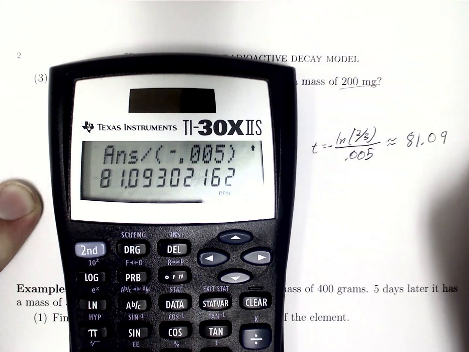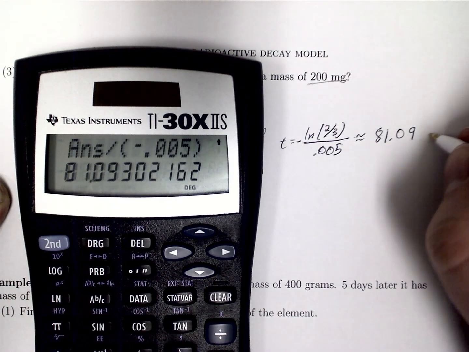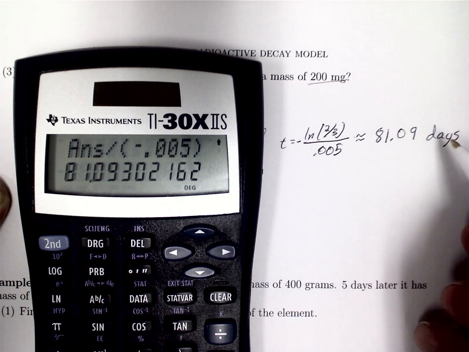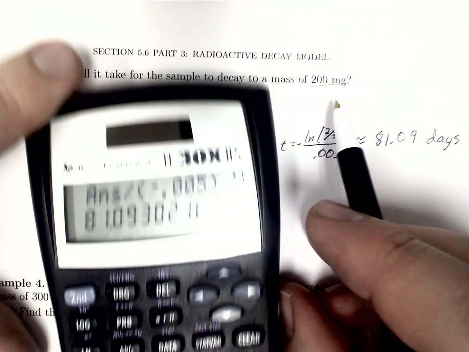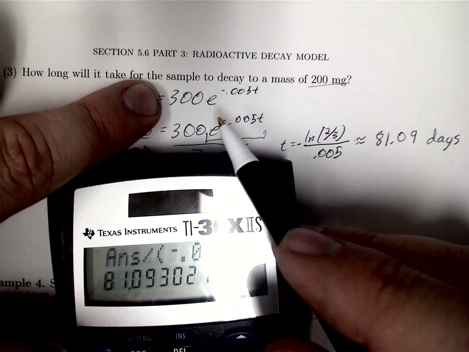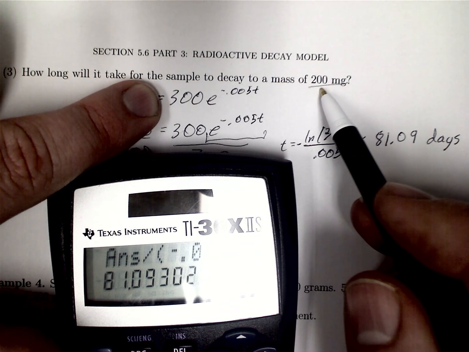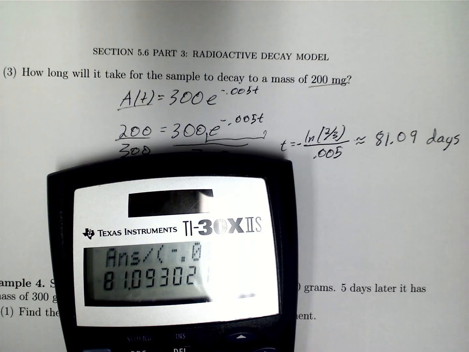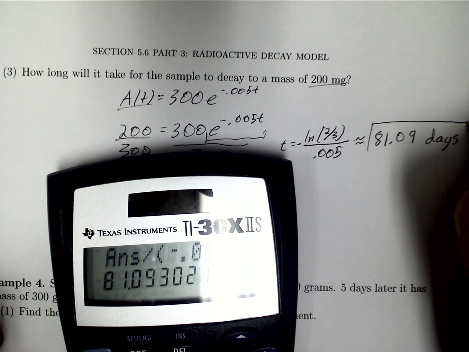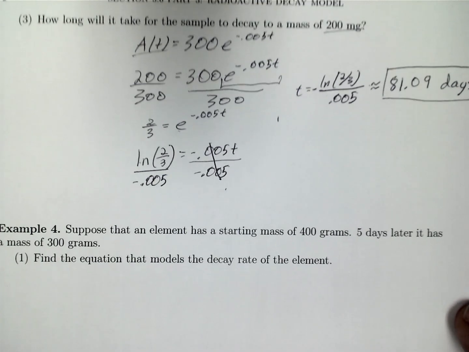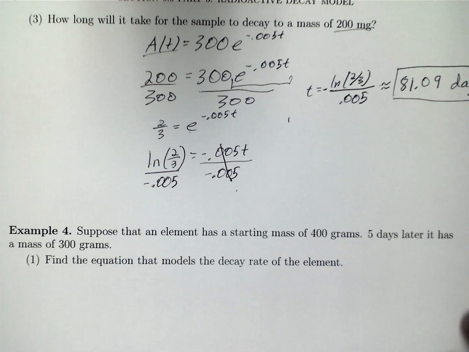And what are the units of time in this case? They are days. So it's going to take about 81.09 days for our initial amount of 300 milligrams of polonium-210 to decay to 200 milligrams of polonium-210. All right. So this is one example of radioactive decay. So we had to use half-life to get the R as the basic idea here.